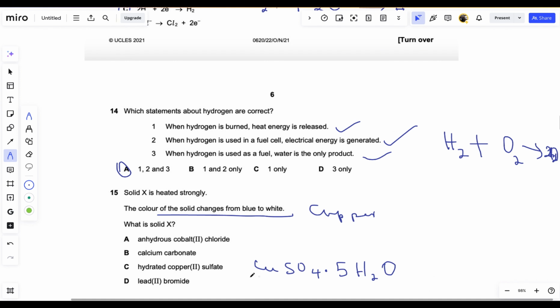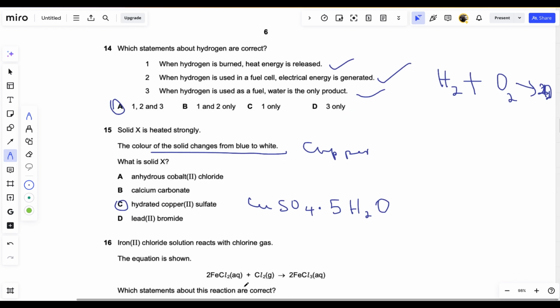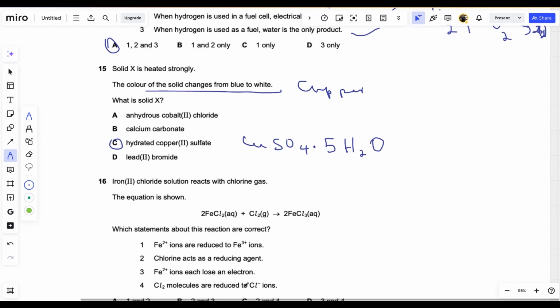Is that okay? Question number 15: yeah, the color will change from blue to white. Right? So we move to the next question. Question number 16. Question 16 says iron 2 chloride solution reacts with chlorine gas. So this can only form iron 3 chloride, right? Because more chlorine will join here.